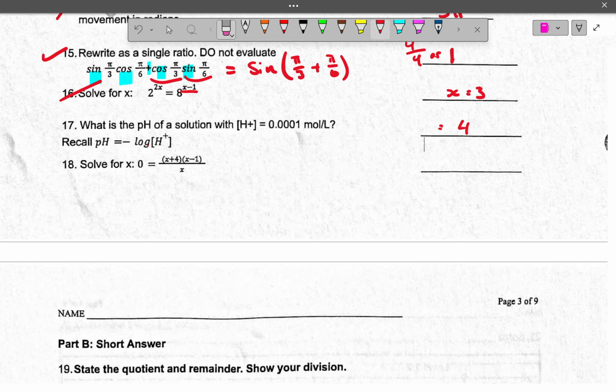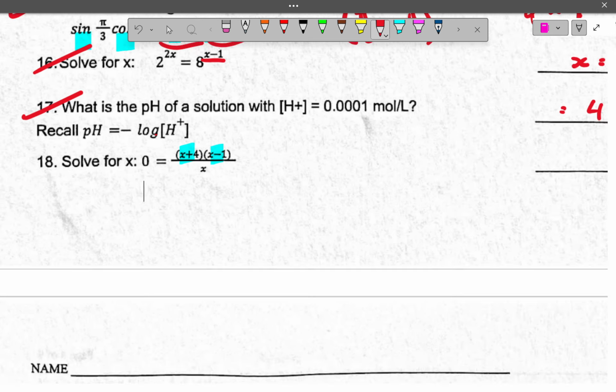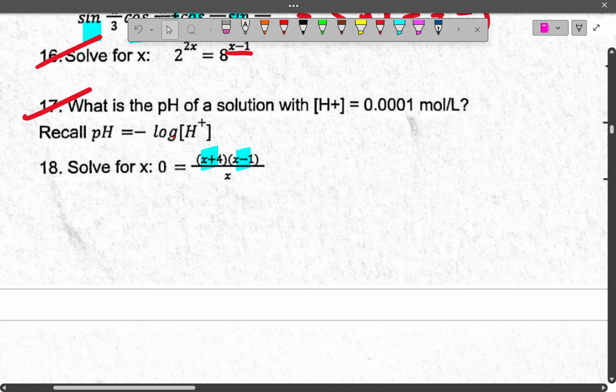Actually, not so bad. And then for 18, solving for x, if you have this equation here, you notice that we have two factors being multiplied together, and on the left-hand side you have a 0. So you could ask yourself, how can I make this or this equal to 0?